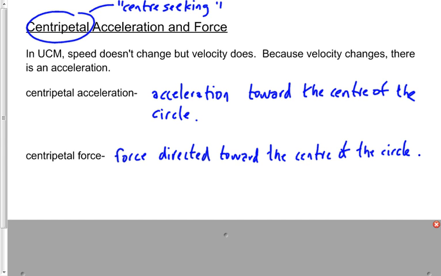If you got an acceleration, you got to have a force. If you got a force, you got to have an acceleration. And you're always going to find that the force is in the same direction as the acceleration. So if one is centripetal, one points toward the center, and the force clearly does, then the acceleration must be centripetal as well. It's also got to point toward the center of the circle.